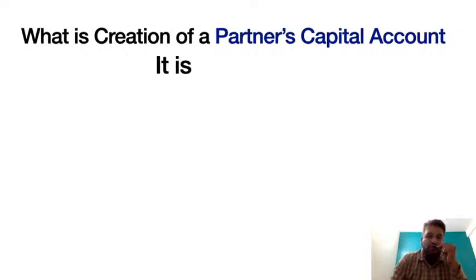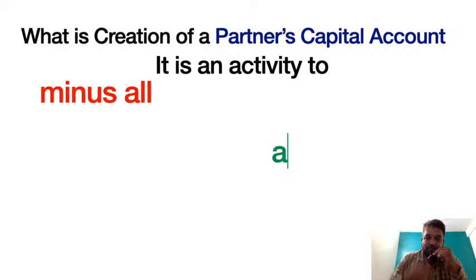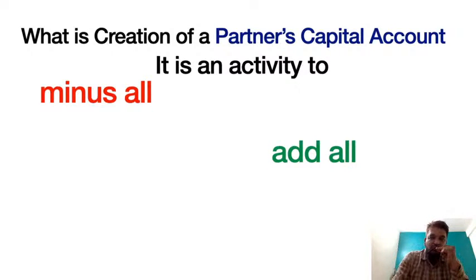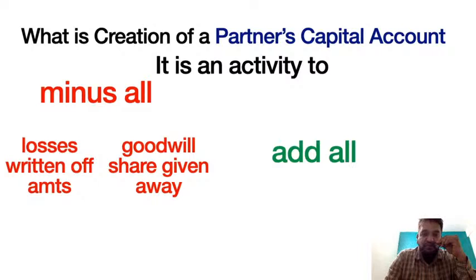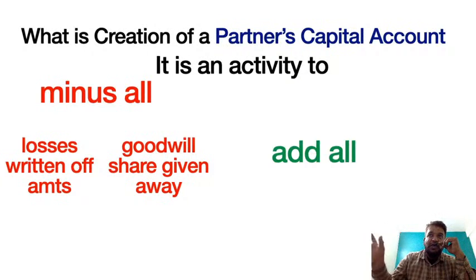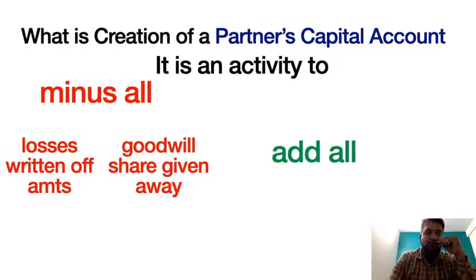Now let's understand what a partners capital account is. It is an activity to minus all losses that have been written off. Just now we saw bad debts have been written off, that has to be reduced from the partners' share of capital, and any goodwill which has to be given. So the old partners will be paying the goodwill to the leaving partner. In this case, because it's a retirement, the continuing partners will pay to the retiring partner.